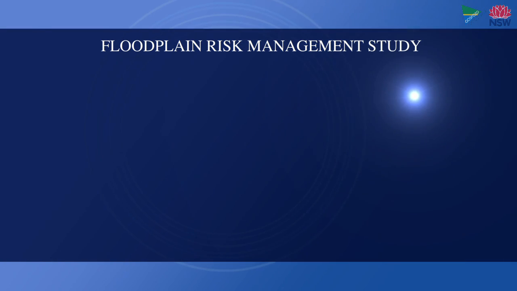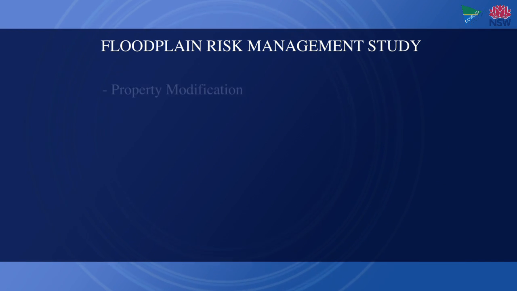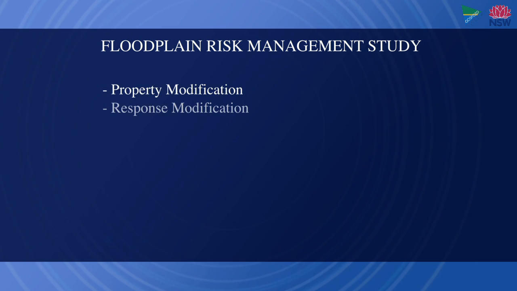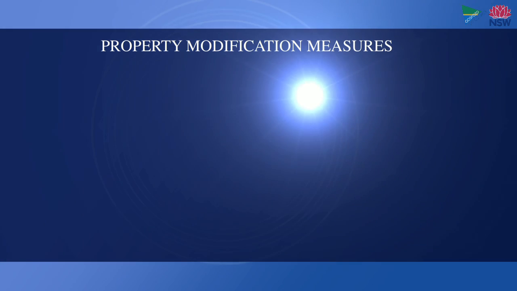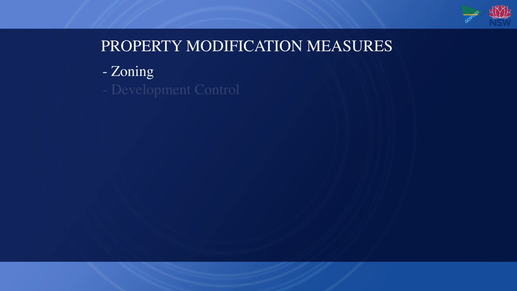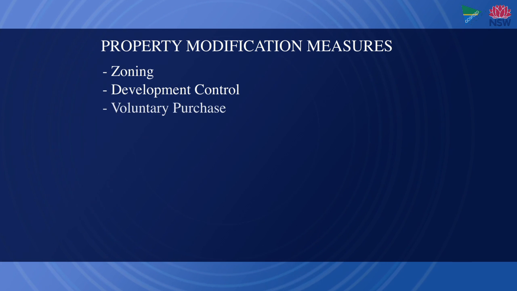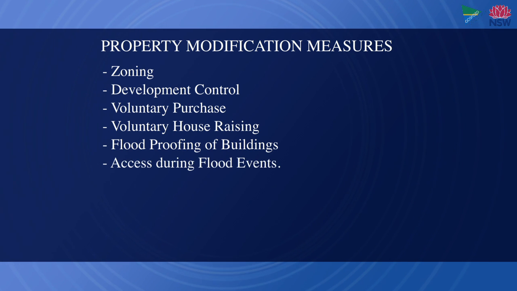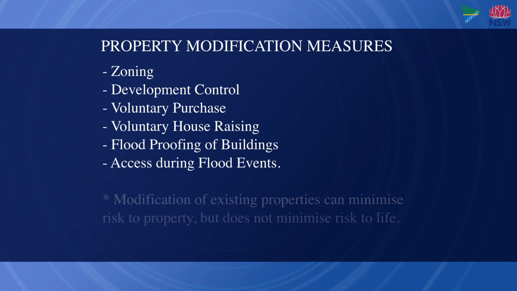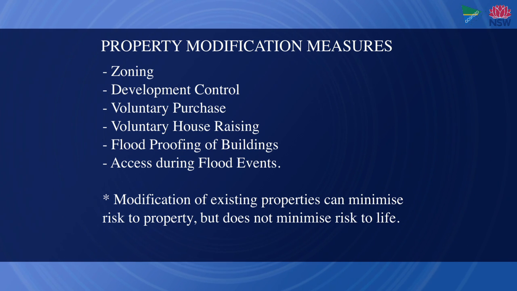There are three ways of managing flood risk to reduce flood losses: property modification, response modification, and flood modification. By modifying existing properties and/or imposing controls on property and infrastructure development, flood risk can be minimised. This approach includes measures such as land use planning, development controls, voluntary purchase, voluntary house raising, floodproofing of buildings or flood access improvement. It is important to note that modification of existing properties can minimise risk to property, but does not minimise risk to life.